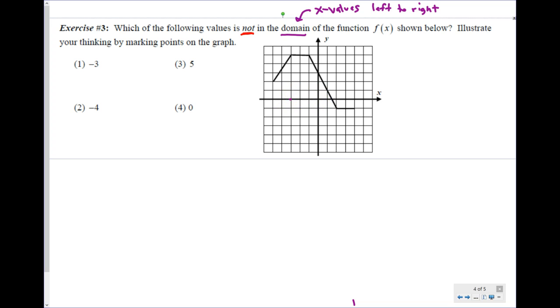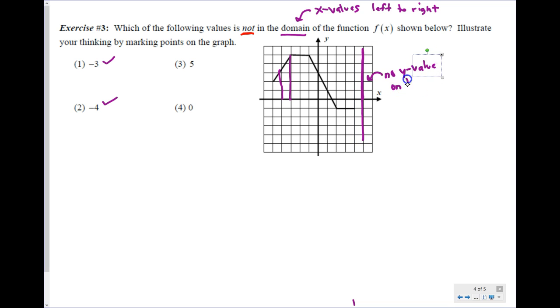So -3, I'm going to find -3 on the graph. 1, 2, 3. Does it have a corresponding y value? Yes, it does. So -3 is okay. It's part of the domain. How about -4? 1, 2, 3, 4. Yes, it's also part of the domain because it has a matching point on the graph. How about 5? 1, 2, 3, 4, 5. And here, this has no y value on the graph. Okay, so 5, that's our answer. It does not have a matching y. I could always check 0, and it's right here, so we're good with 0. So 5 is not part of the domain.